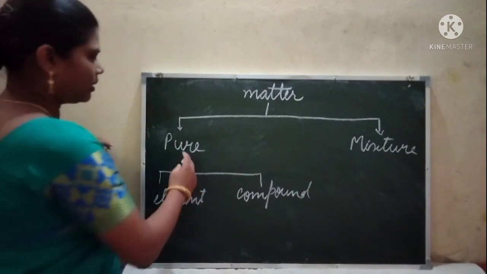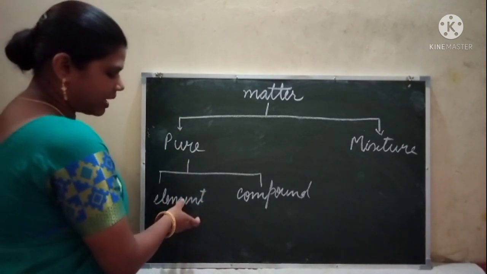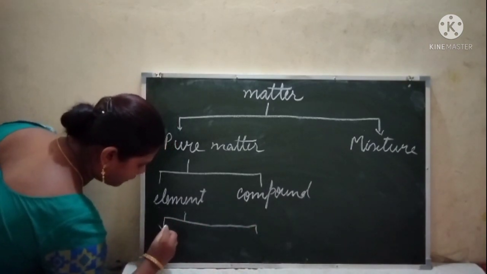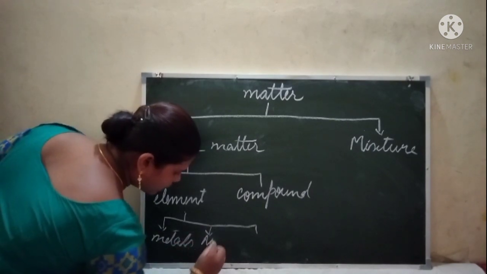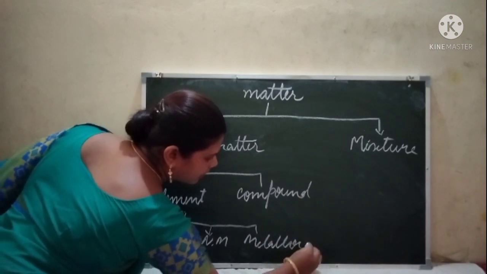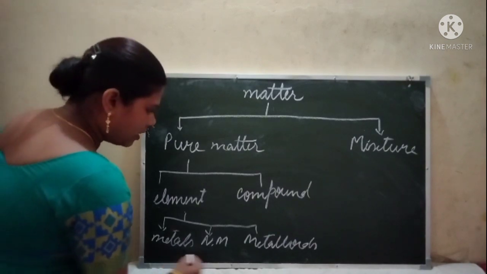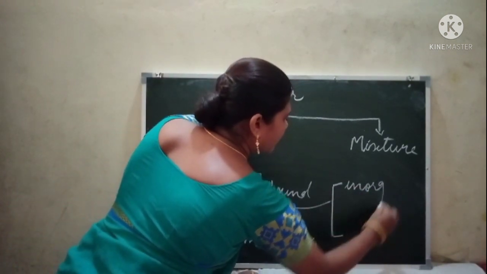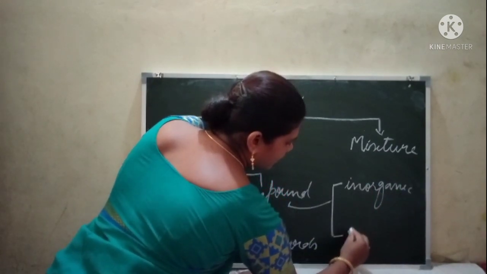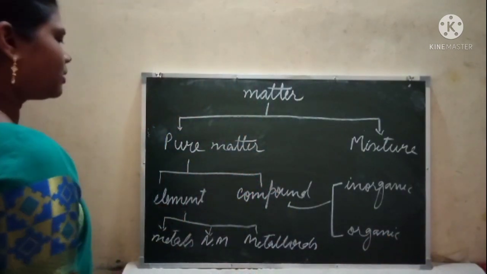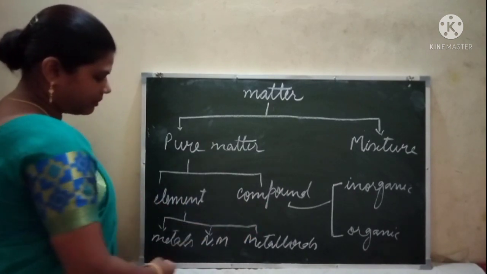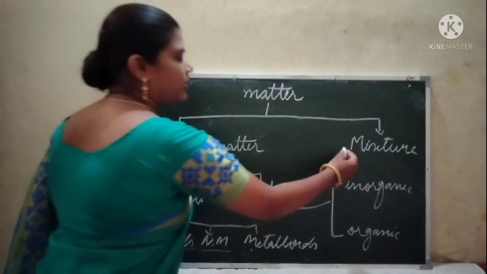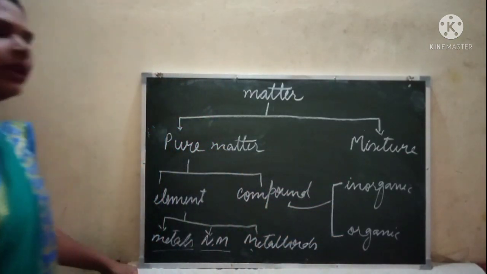First we will see about pure substance. Under pure matter we have element and compound. In element we know that we have metals, non-metals and metalloids or semi-metals. In compounds we have inorganic compounds and organic compounds. We will see one by one what is element and what is compound: properties of metals, properties of non-metals, and metalloids also. Then in compounds we will see organic and inorganic compounds, a little bit of this.